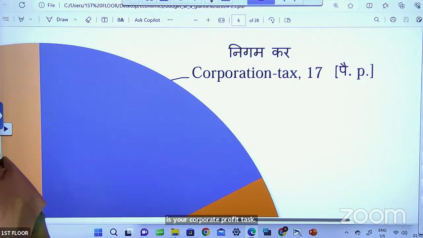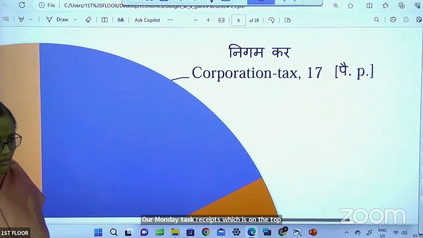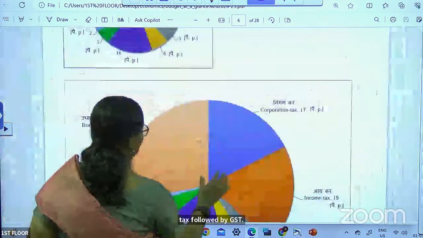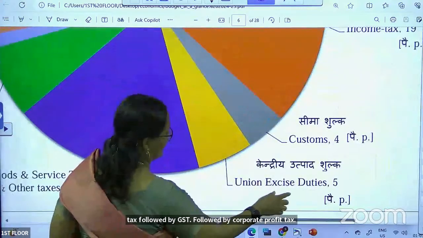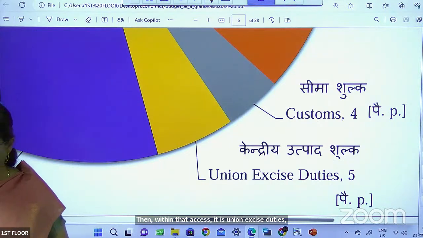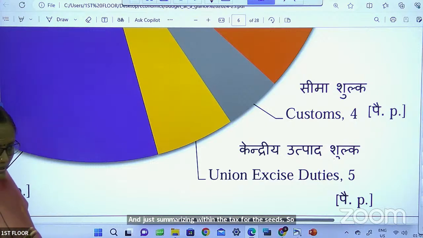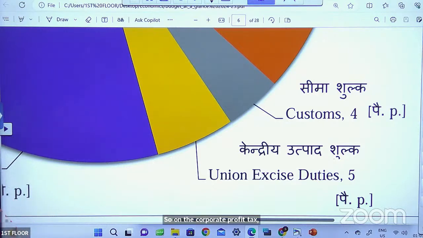You have to write this order for this year's examination. Among the tax receipts, which is on the top is income tax, followed by GST, followed by corporate profit tax. Then within the taxes, it is union excise duties, which is the 5 paise, and customs duty, which is the 4 paise. And just summarizing within the tax receipts, the first thing being the income tax, second thing become the GST, third one the corporate profit tax, then we have the union excise duty, then some customs duty.